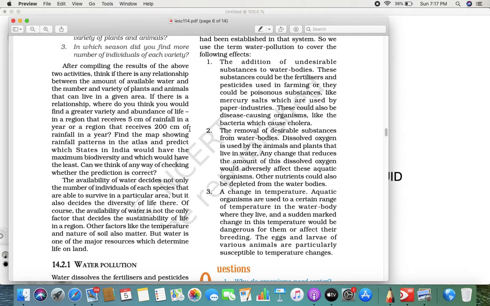the lives will be more, it has maximum biodiversity, you can see many species of animals and plants over there. But understand one thing, right? The availability of water alone does not decide the species in a particular area, but it also depends on the following factors. What are those? Temperature and the nature of the soil.